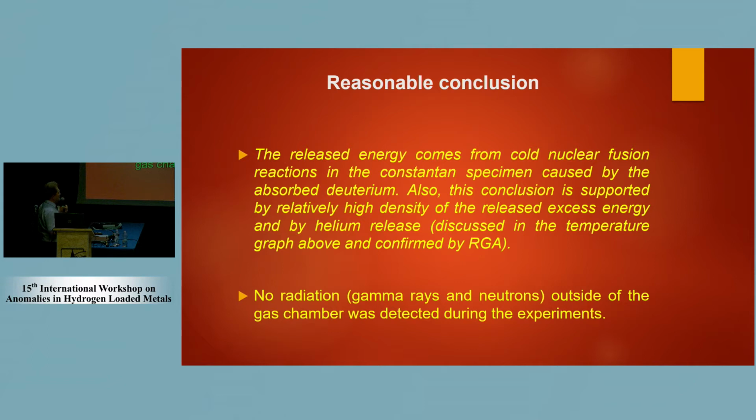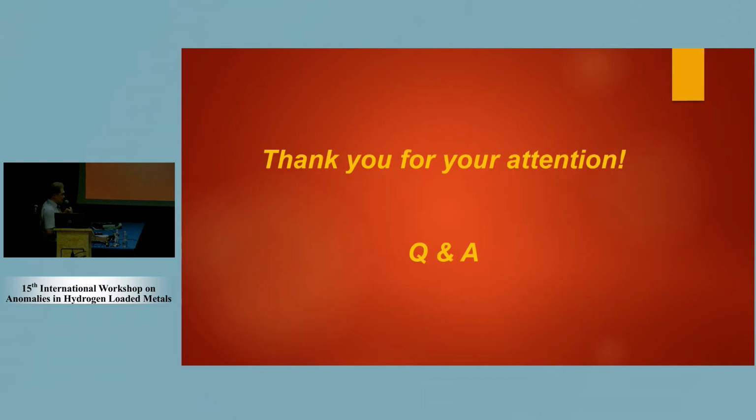By helium release, it is discussed in the temperature graph above and confirmed by the RGA. We have a helium release, but it is the subject of another presentation, because during the experiments there is helium release in another part of the system. So now, no radiation, gamma rays, or neutrons outside of the gas chamber were detected during the experiments. Thank you very much for your attention. I will be happy to answer all your questions.